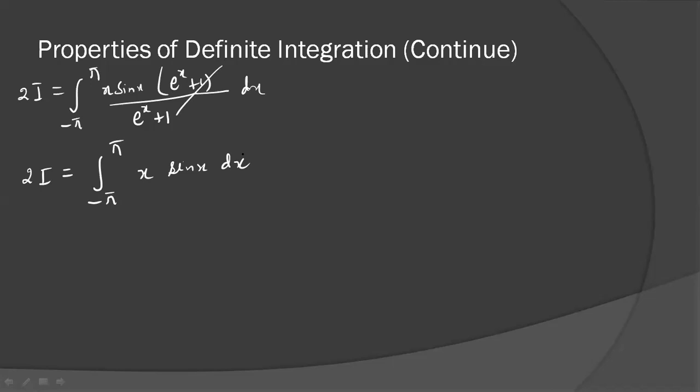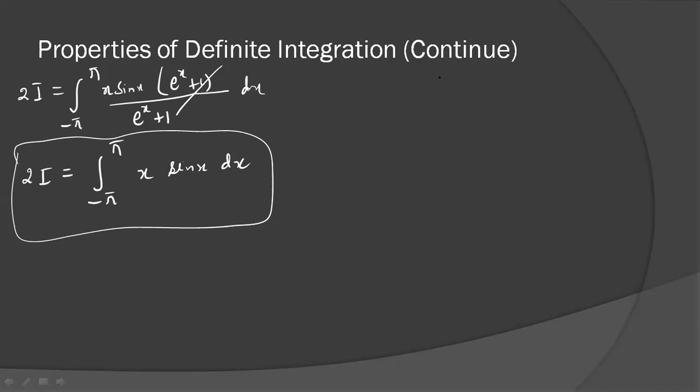Now we have to use one more property. I will study it later. Now the integral is reduced to 2I equal to the integration from minus pi to pi of x sine x dx. So we will see this problem after the next property, which is meant especially for this type of problem. Let's start.